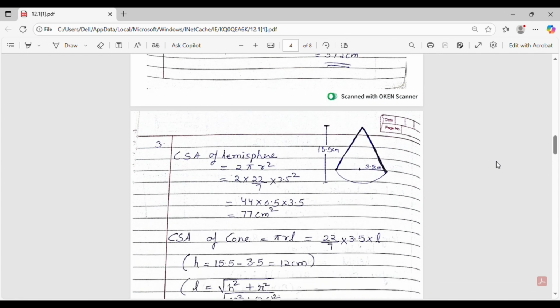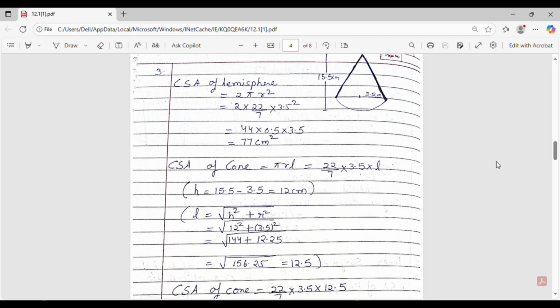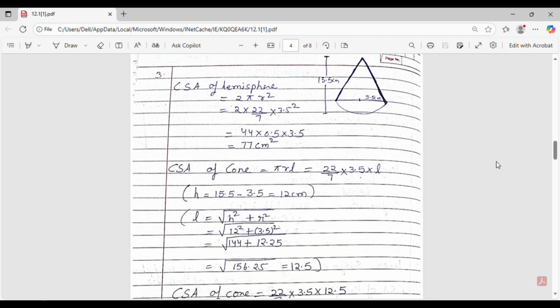Third question: a toy is in the form of a cone of radius 3.5 centimeter mounted on a hemisphere of the same radius. The total height of the toy is 15.5 centimeter. Find the total surface area of the toy. So here also we will add the surface area of the hemisphere and cone.